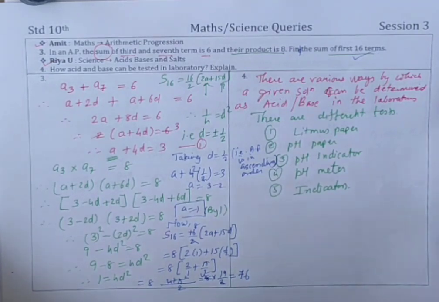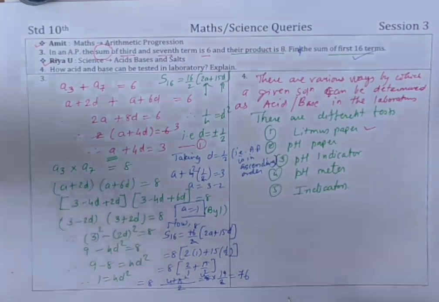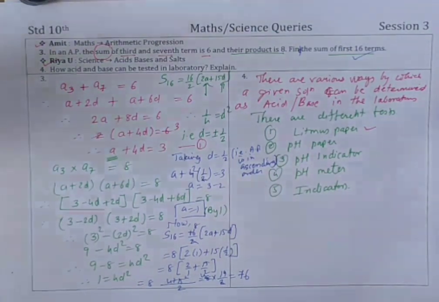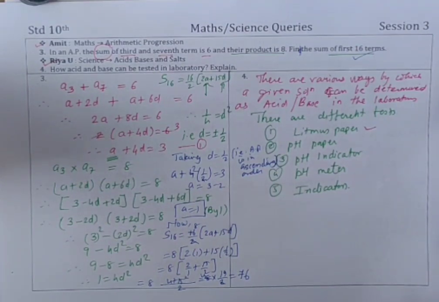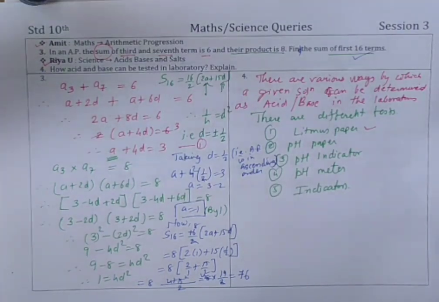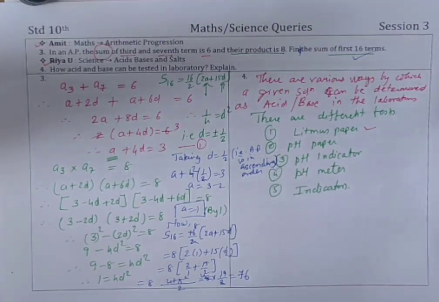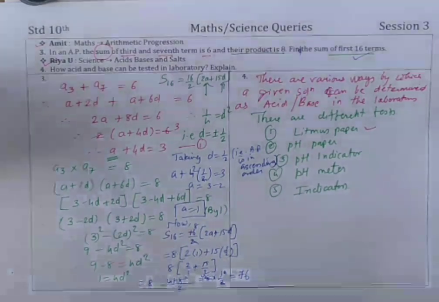Alright, you know very well about the litmus paper. Take blue litmus paper, a moist one, and put it in the given solution. If it turns red, it is acid, and if it remains blue, it is base. Or you may pick up the red litmus paper and dip it, moist one of course, in the solution. If the red one remains red, then it is acid. But if red one turns blue, then that solution is basic.